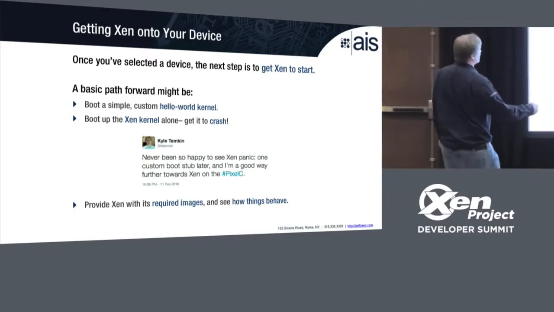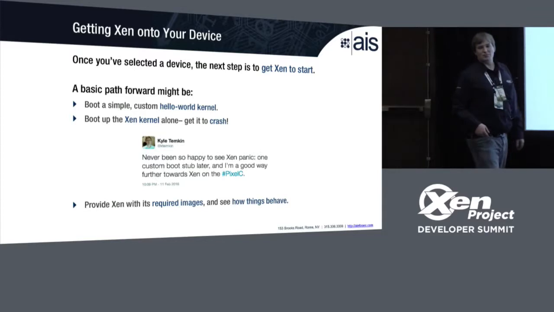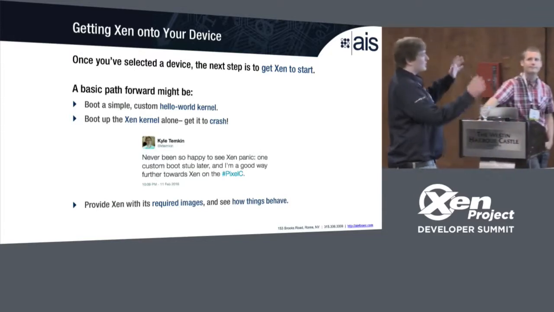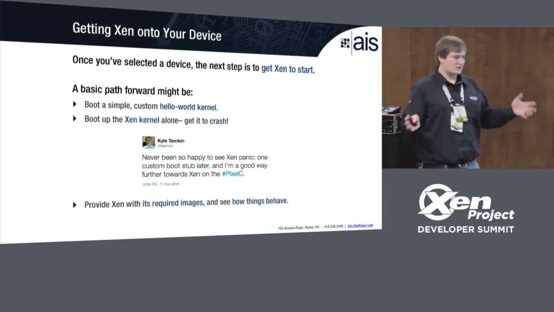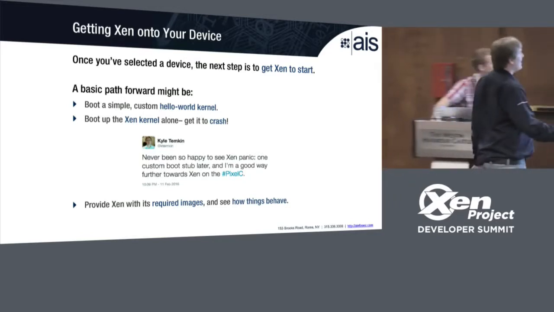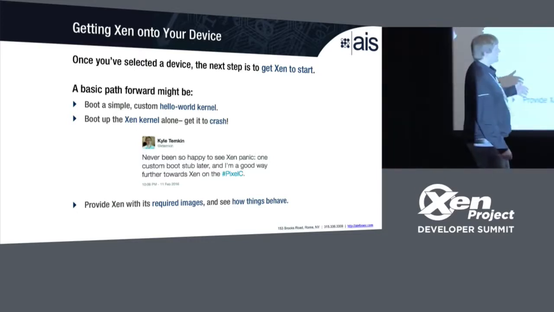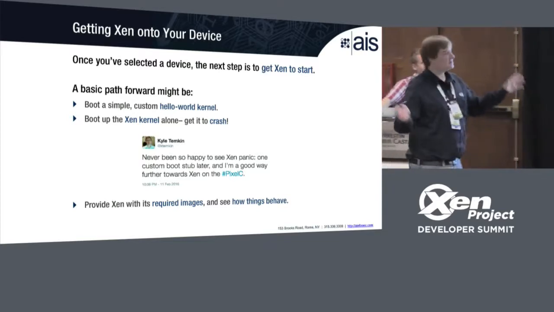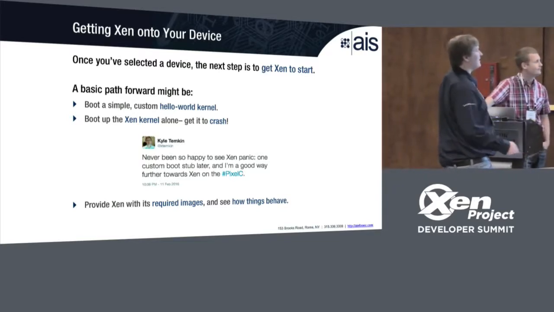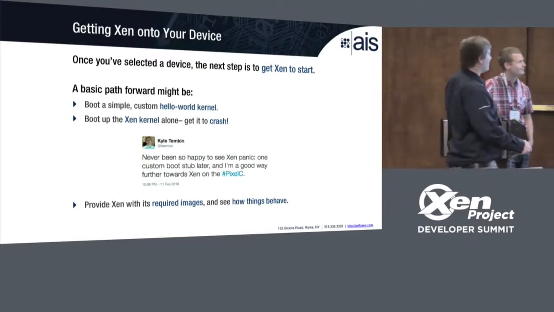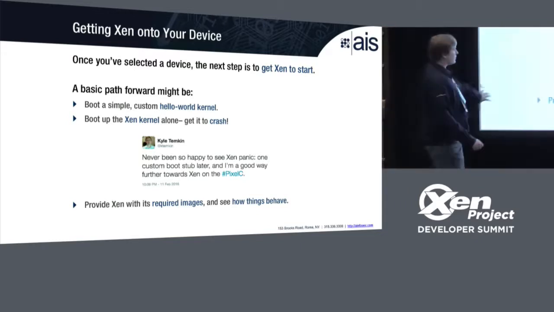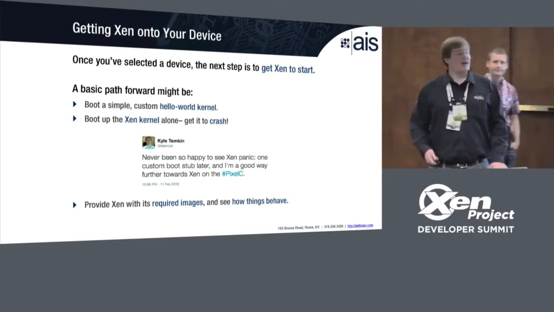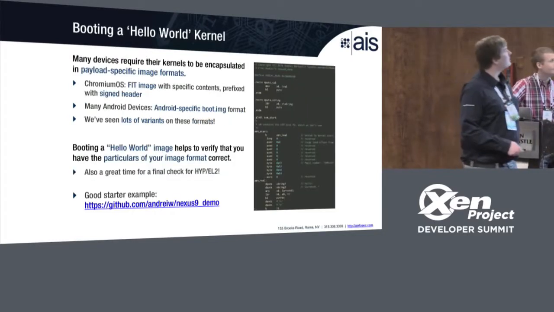The next step is to boot the Xen kernel alone. Probably the happiest day on this project was when I was finally able to see Xen crash. So I went and looked at this, wrote my own custom bootloader for this that I'll go into, and then at that point, I was able to see Xen say, hey, what the hell, you haven't given me a device tree. And that was probably one of the most happy I've been to see Xen crash ever. Right. After that, you're going to need to somehow get the required images to Xen. That's your DOM0 image, your device tree, things like that, and you can start to see how things behave.